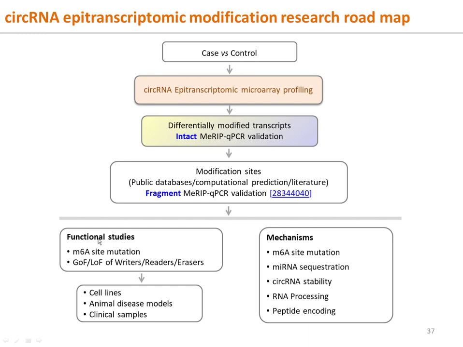The functional m6A modification in circular RNAs can be studied by m6A consensus site mutation, gain of function or loss of function of m6A writers, readers, and erasers. To study the mechanisms or actions of m6A modification, you can look into site-specific m6A mutation and the effects on microRNA sequestration, circular RNA stability, RNA splicing, RNA processing, and small peptide production.